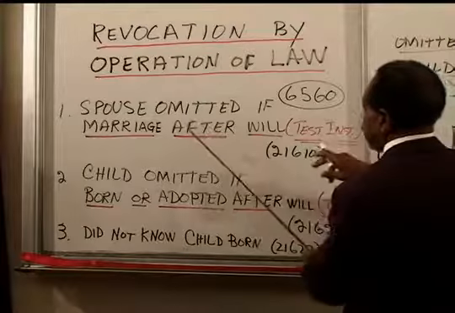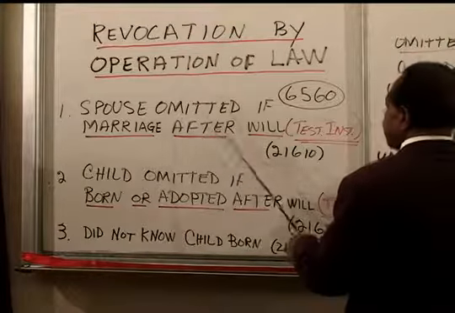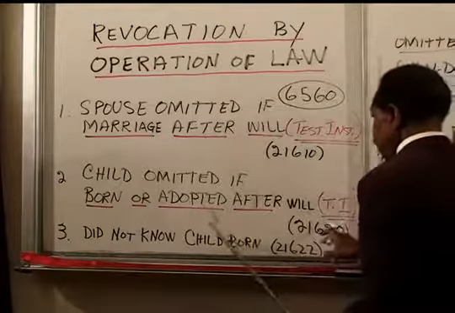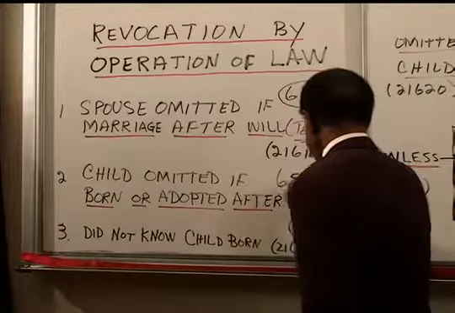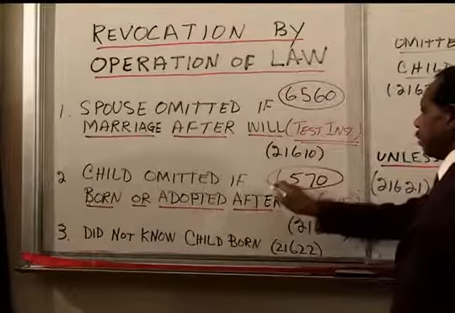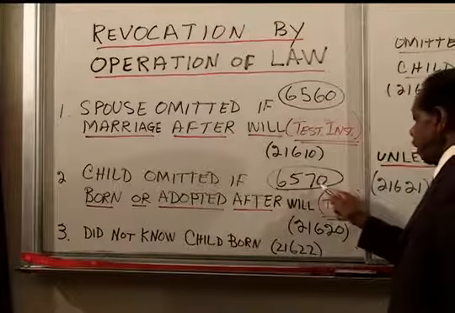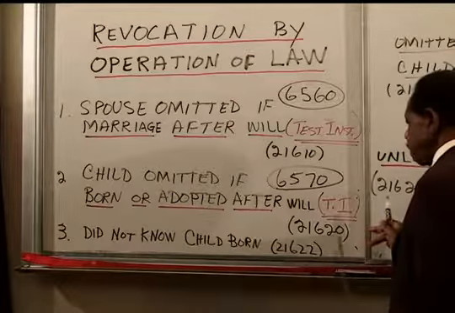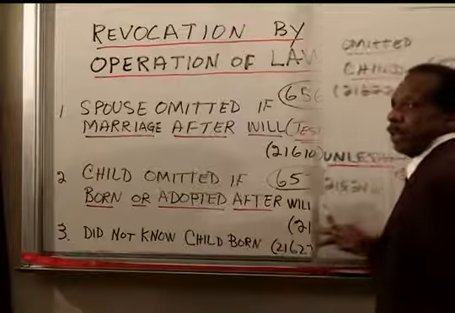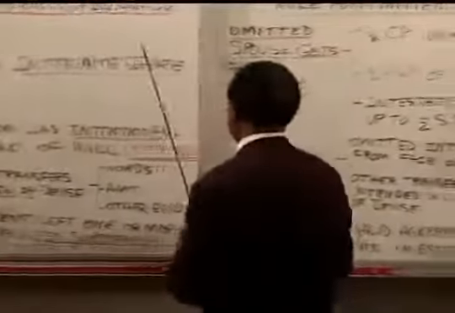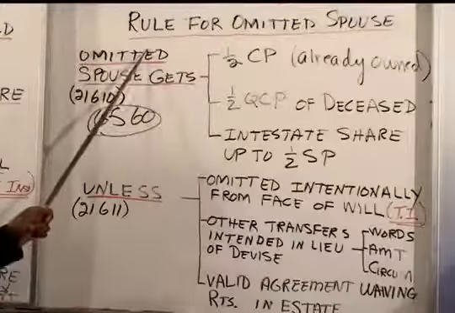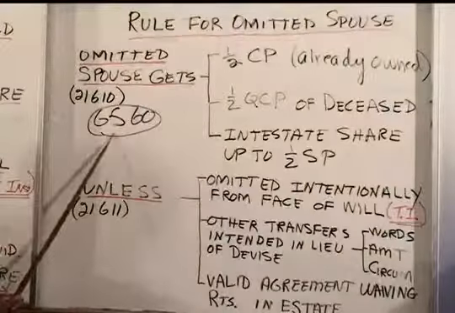For the omitted, no, this was correct, I'm sorry. Omitted spouse is 6560, and the omitted child was 6570 here. Omitted child was here, but in 1998 they changed to these new ones. They included the testamentary instrument. Now, going back to the case of the omitted spouse, old rule 6560, a new rule.